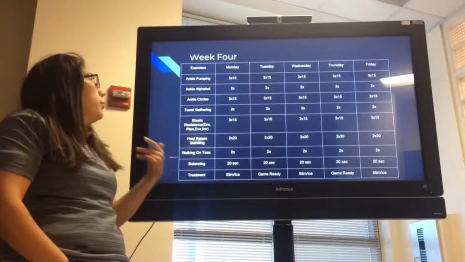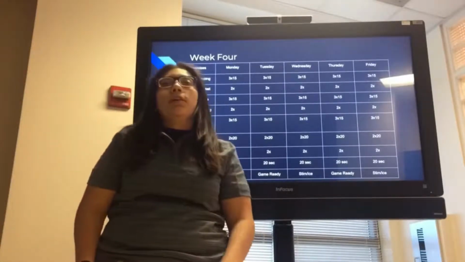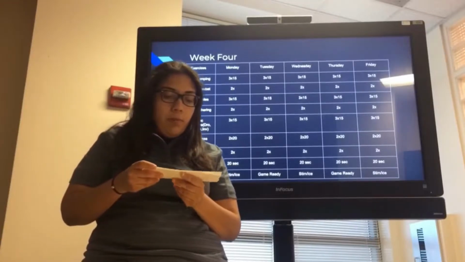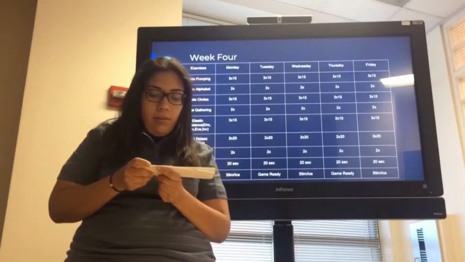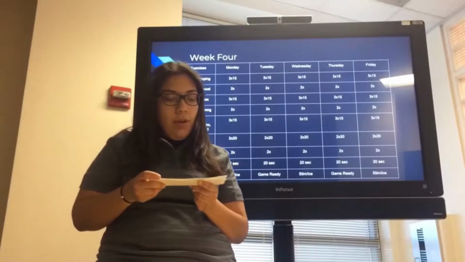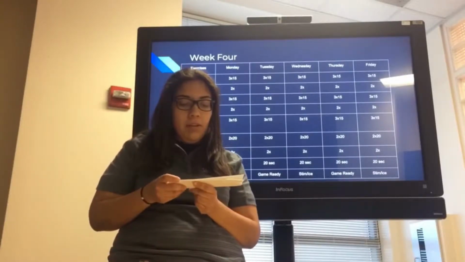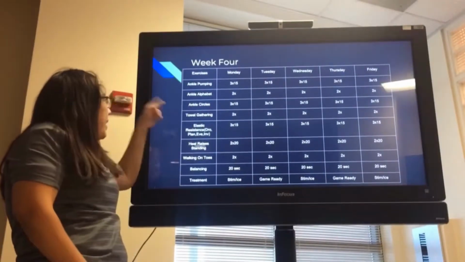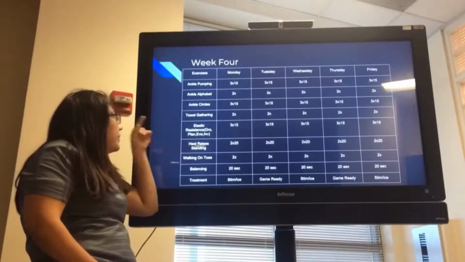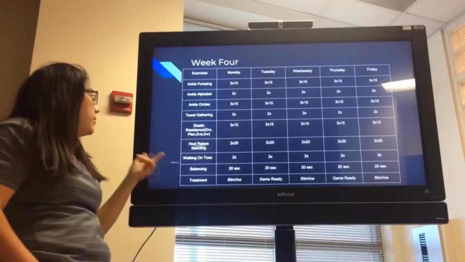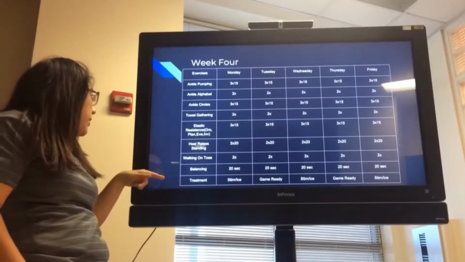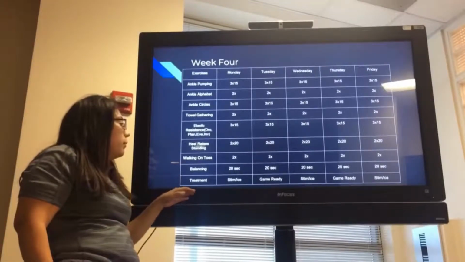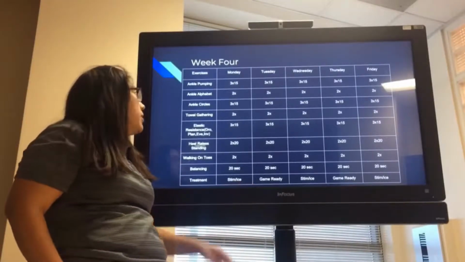So for week 4 through week 7 of the rehab process, our goal is to normalize joint mobilities, strengthen neuromuscular control, and return to basic function and activities of daily living. In week 4: ankle pumping, ankle alphabet, ankle circles, towel gatherings, elastic resistance, heel raises, standing, walking on toes, balancing. Our treatment focus is going to be Stimulize and Game Ready.